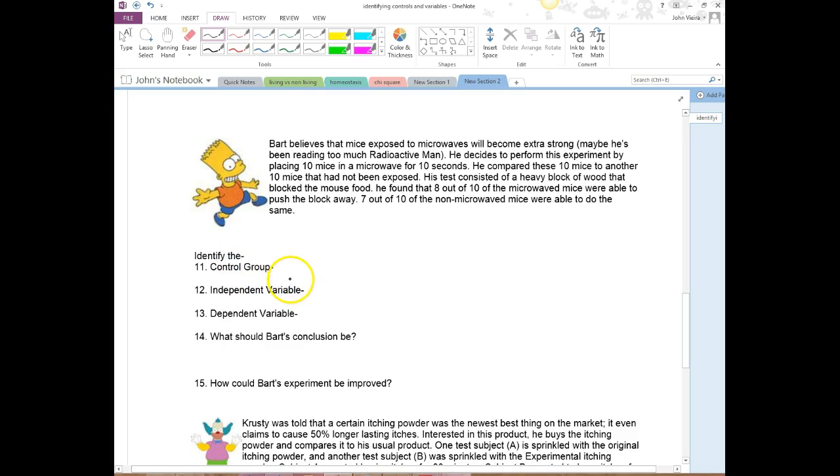Control group. What was this control group? Which mice? Microwaved or not microwaved? Not microwaved. Okay. Not microwaved mice. Independent variable. Microwave. Yeah, exposure to microwave. Okay, what was the dependent variable?